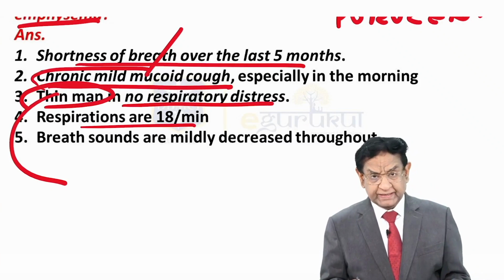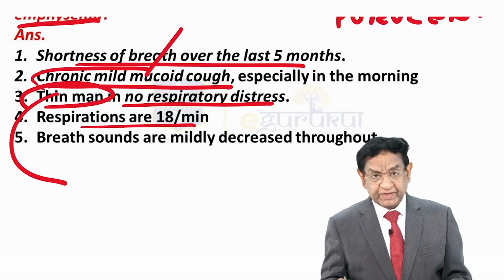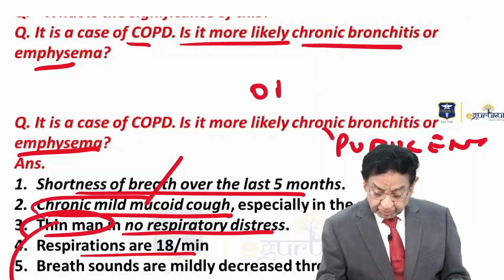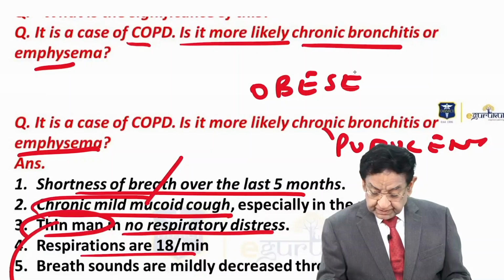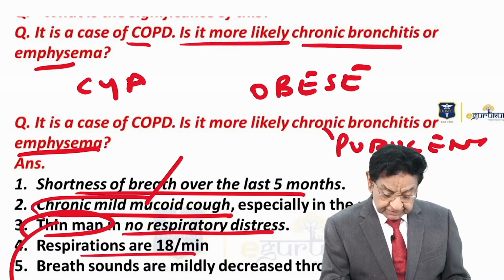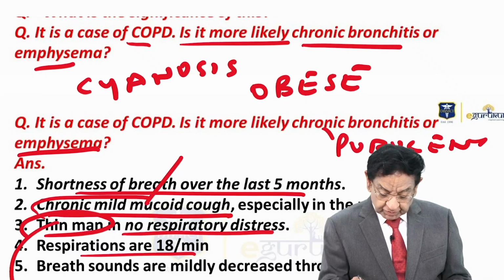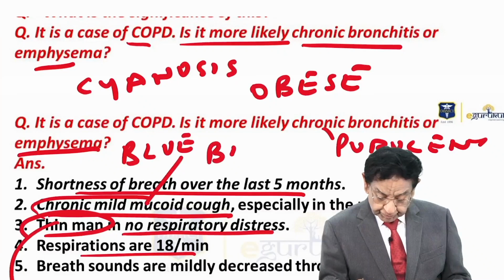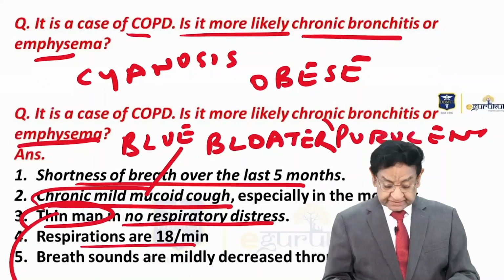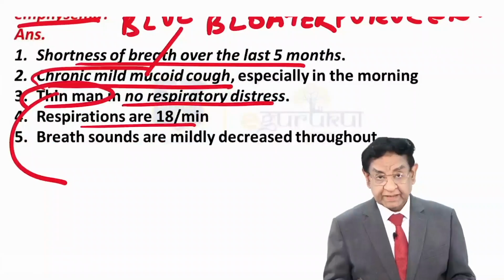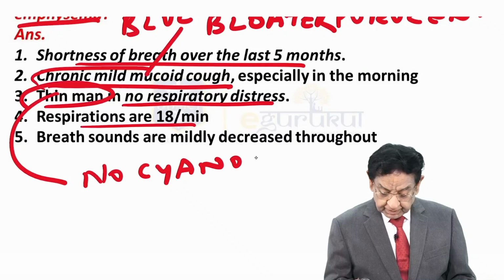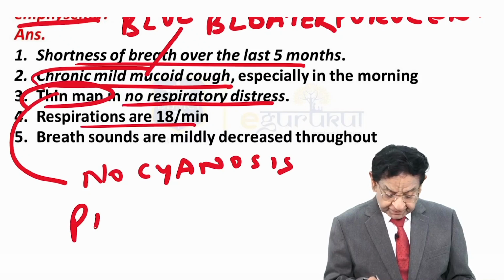This is a very, very important point. 90% of students are not aware that emphysema patients are usually thin, as compared to chronic bronchitis patients, who are usually obese. And they may have cyanosis. And that's why they are known as blue bloaters. In contrast, in emphysema, they are thin people and no cyanosis. And that's why they are known as pink puffers.